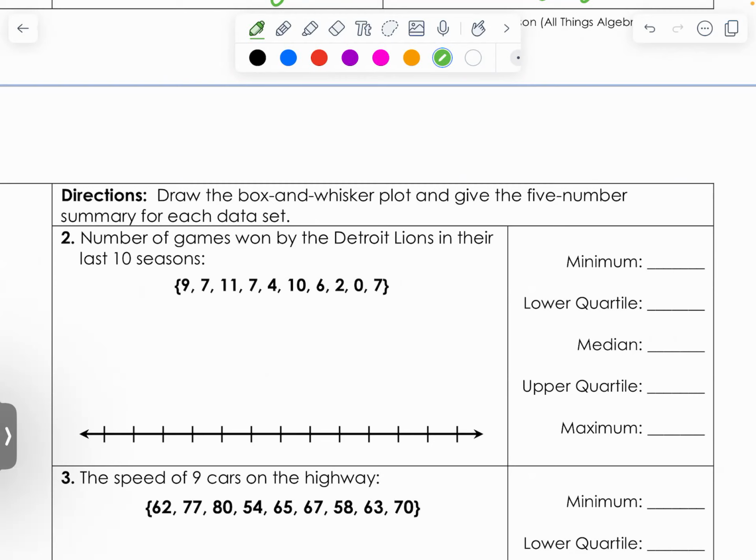That's right. I mean, they can. Well, it'd be a weird box and whisker plot, but they could, yeah. If the upper quartile and the median were the same number, how would that work?